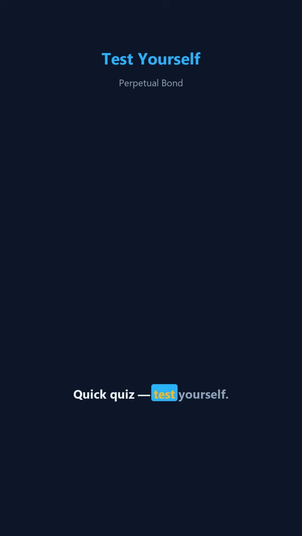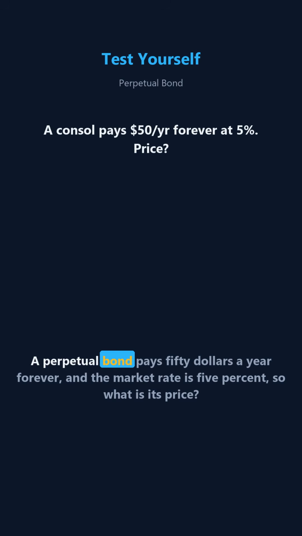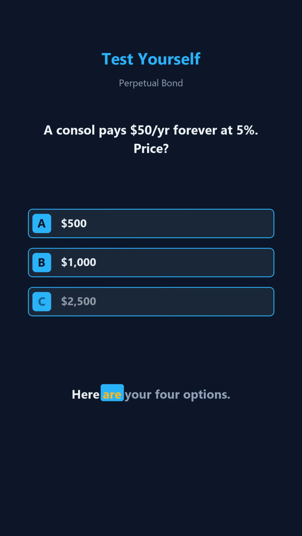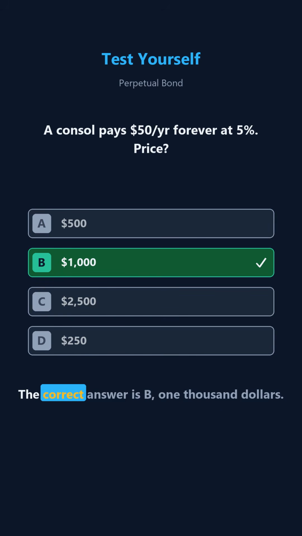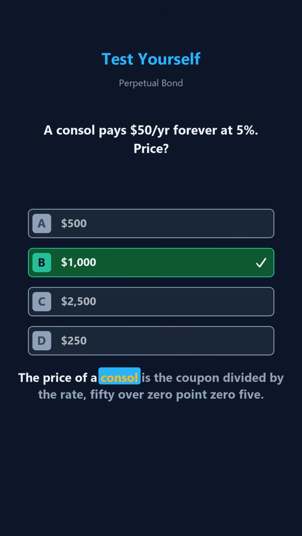Quick quiz, test yourself. A perpetual bond pays $50 a year forever, and the market rate is 5%, so what is its price? Here are your 4 options. Pause the video and solve it now. The correct answer is B, $1,000. The price of a consol is the coupon divided by the rate, 50 over 0.05.